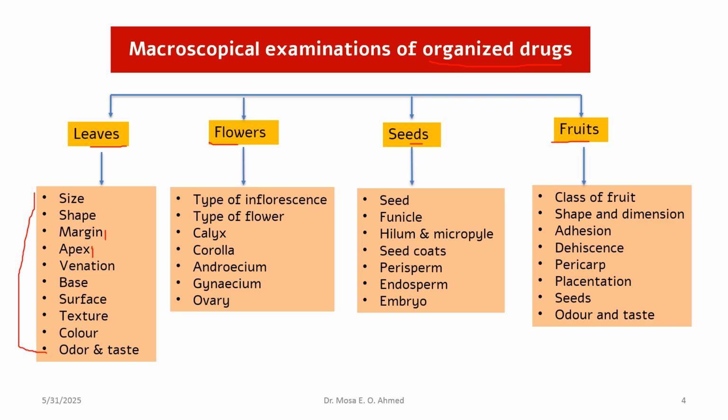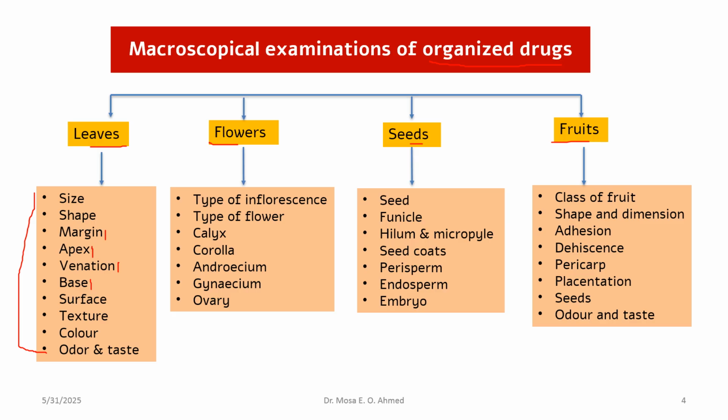differentiation or examination. The type of venation: is it reticulate or parallel, and so on. Also the base of the leaf and the side surface, texture, color, odor, and taste.